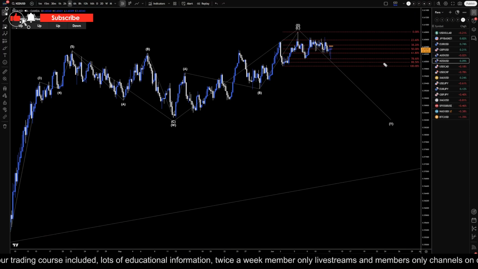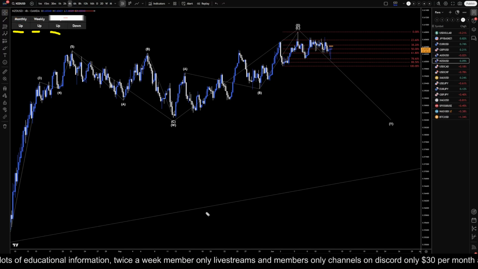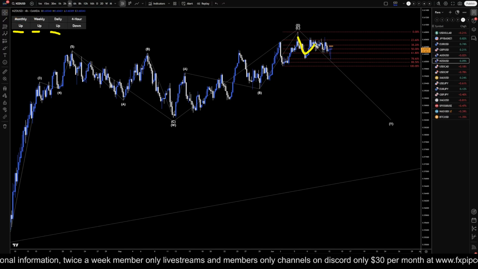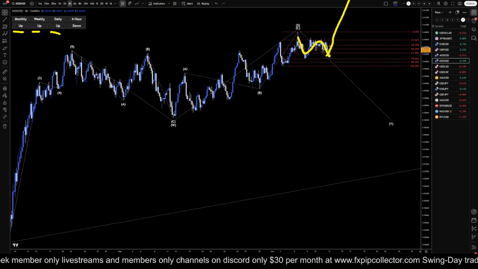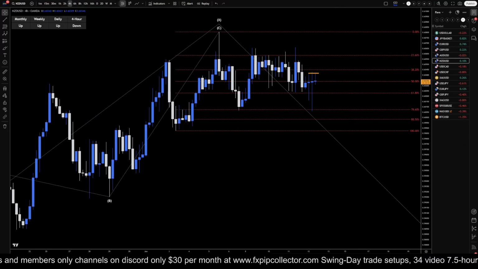Now, the problem I have with this analysis is that the trend is up on the weekly, the monthly, and the daily time frame. What does that mean? That means that this right here could easily just be a little pullback within an uptrend, and it just keeps on going up. So please, please, please be cautious. The trend is your friend as always.